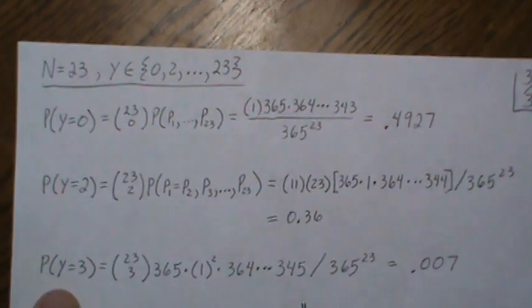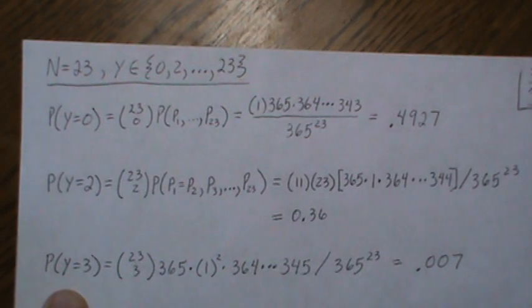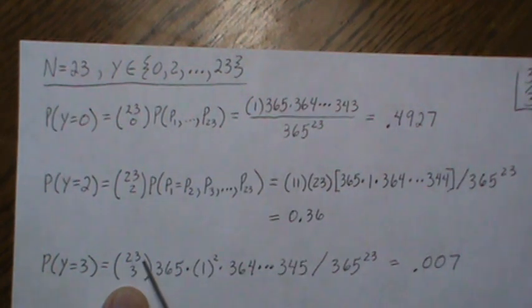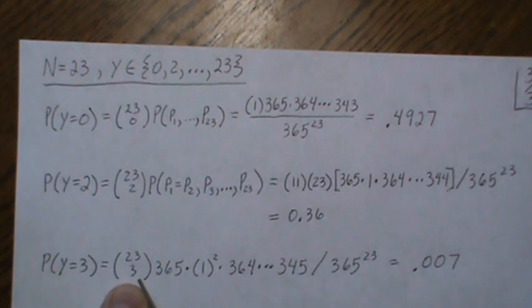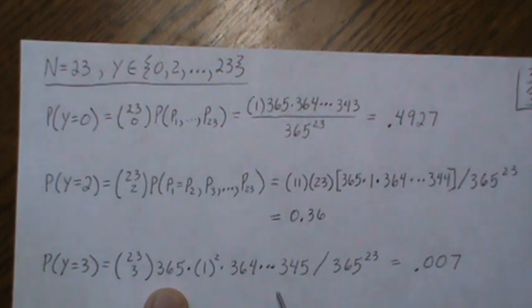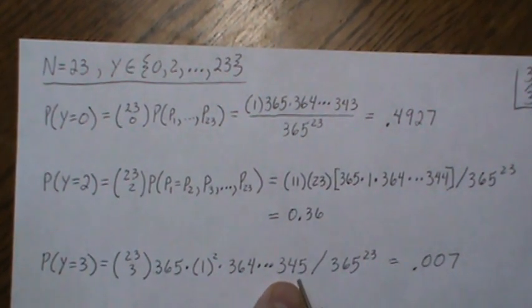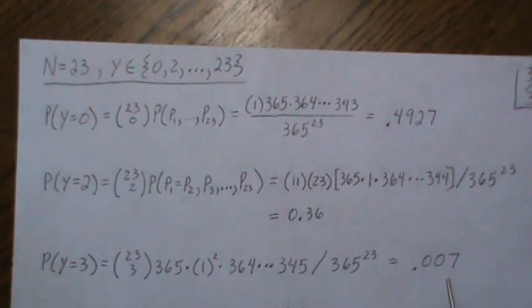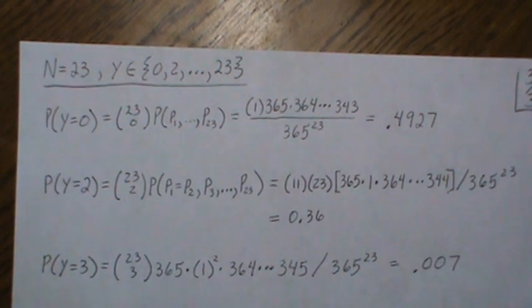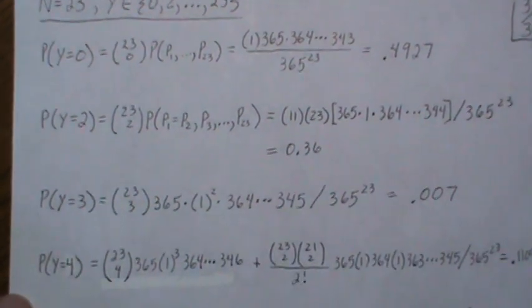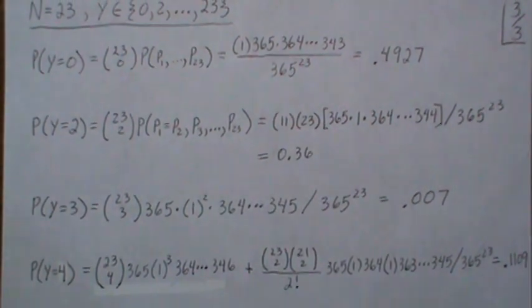Now let's look at, now I even start doing more shorthand calculations. The probability that y equals 3 means we're going to choose, out of the 23 people, 3 to match, right? So the first person has 365 ways. The next 2 people have to match, and then it's 364, and all the way down to 345. Divided by this, that's 0.007. Now, 4, 5, 6, yeah, we'll just keep going. And you'll see something here in a sec.